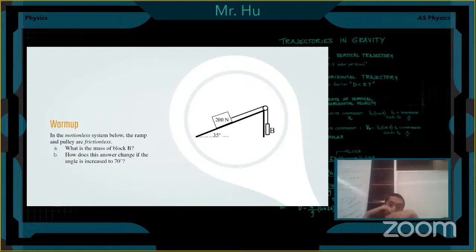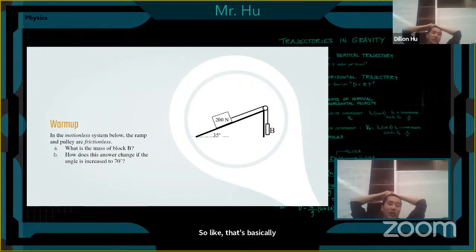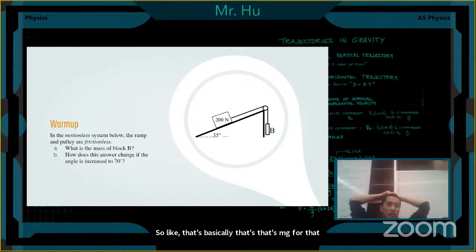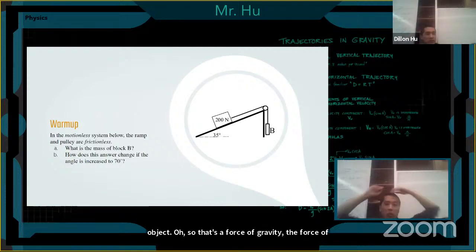Sorry, I just want to make sure that I get it right. So the 200 newtons, is that pulling on the pulley at an angle? Is that what's currently going on? That's the weight of the object. That's basically mg for that object. Oh, so that's the force of gravity. Yes, the force of gravity without any slopes.